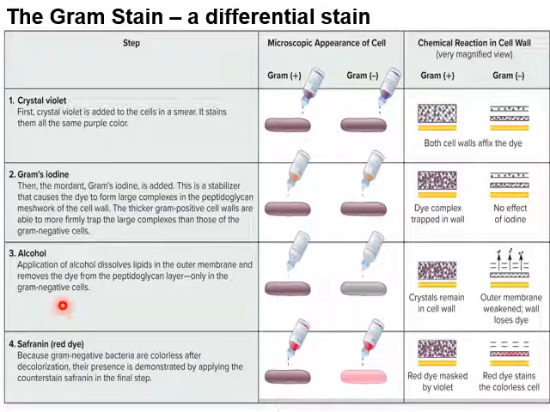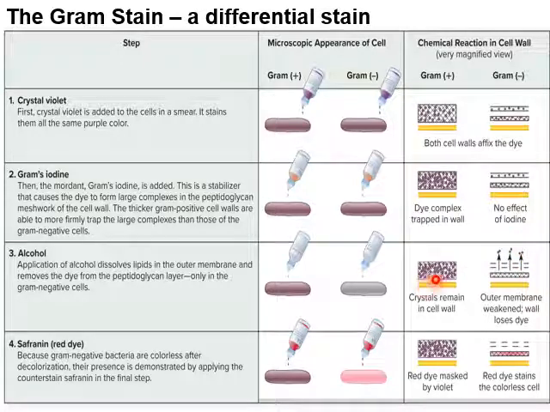next step, now I'm going to use my decolorizer. And my decolorizer is alcohol or acetone or a combination of the two. Now, alcohol and acetone are lipid solvents. And what they're going to do is dissolve some of that lipid out of that outer membrane of the gram negatives. And so I'm washing away my outer membrane, and underneath it, I have that thin layer of peptidoglycan, not much good at holding the complex in place. So that color washes away.